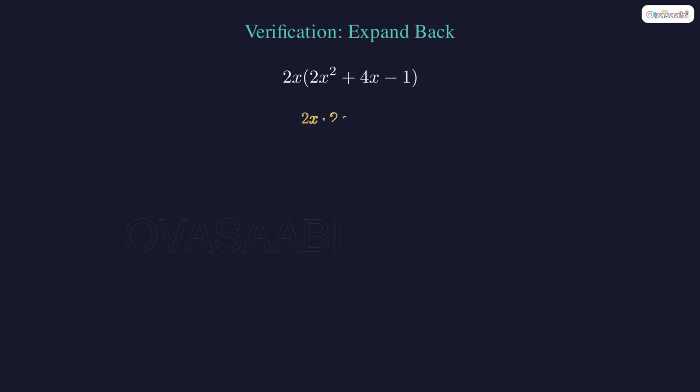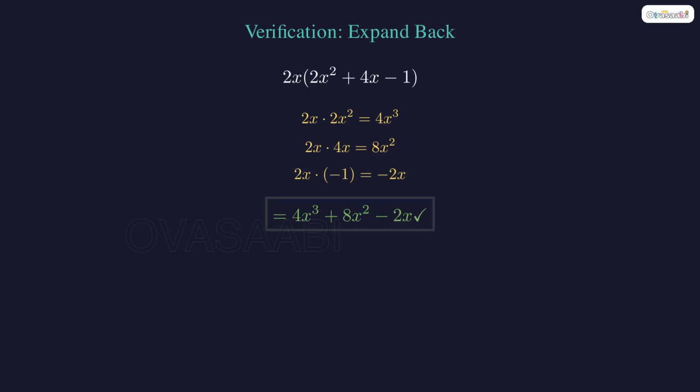Always check. Multiply back out. 2x times 2x squared gives 4x cubed. 2x times 4x gives 8x squared. 2x times negative 1 gives negative 2x. Correct.